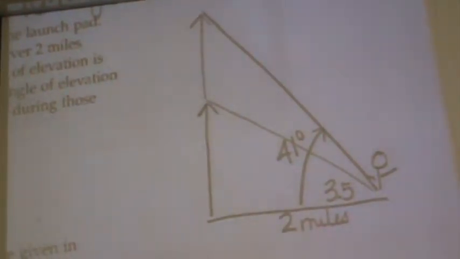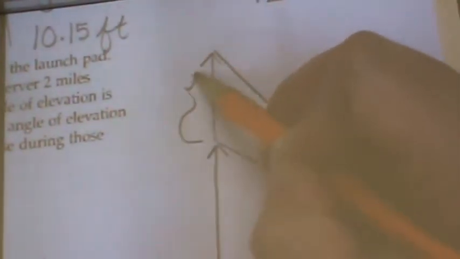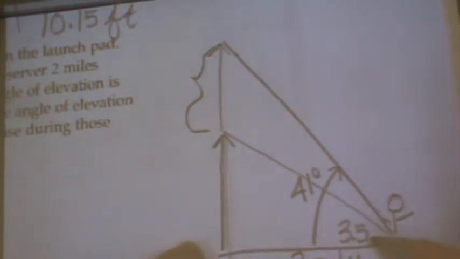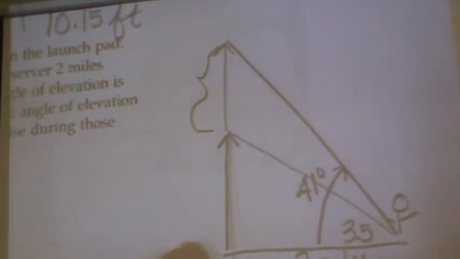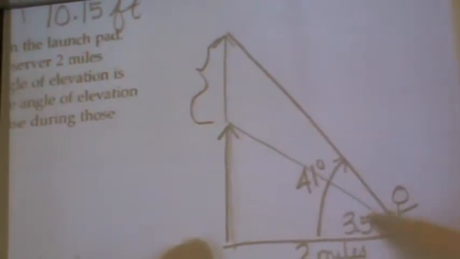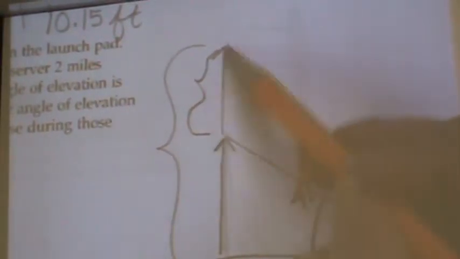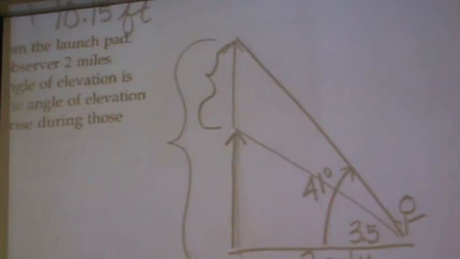They want to know how far did the rocket rise during those 4 seconds. So they want this measurement. So what you're going to do is figure out what this measurement is using this triangle, the 3.5 and the 2 miles. And then you're going to figure out the big triangle, which is 41 degrees and 2 miles. You're going to figure out this, and then subtract these to get that, how far it went up. So is everyone with me on that? So let's do the small one.